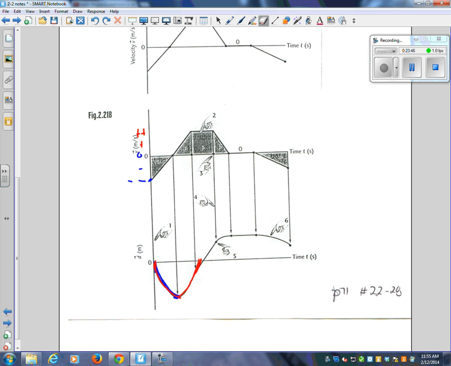Yes, you're right, Sean. It has to do with the area. The area down here is negative. The area up here is positive. If it were to start at 0, go into the negative, and then come back to 0, these two areas would have to be the same. And in fact, if you look carefully, they're not. There's no numbers on there, but they would have to be the same for it to go to 0 there.